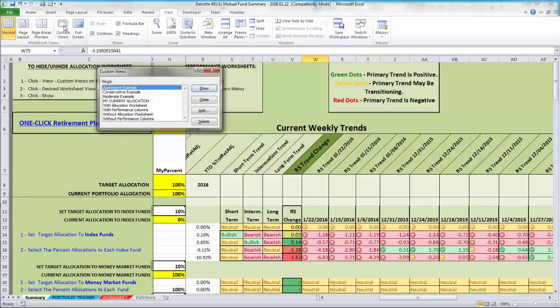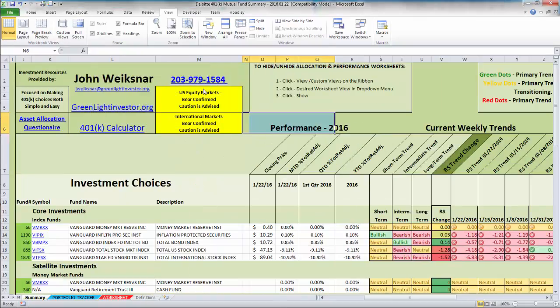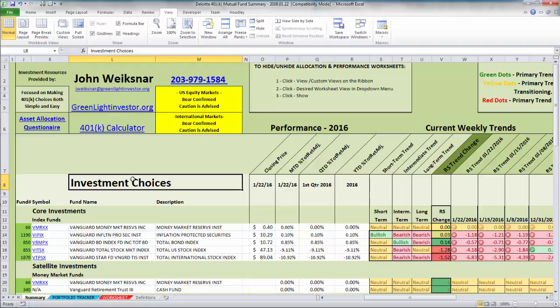We'll do that by clicking on Custom Views and selecting the performance columns. We'll highlight that and then click Show. That'll take us back to our home page where we can do more research. Speaking of research, just a couple more highlights. If you want to go to an asset allocation questionnaire based on your age, your time horizon, and your ability to take on risk, just click up here and there'll be a questionnaire that will help you sort out some of the asset allocation questions.